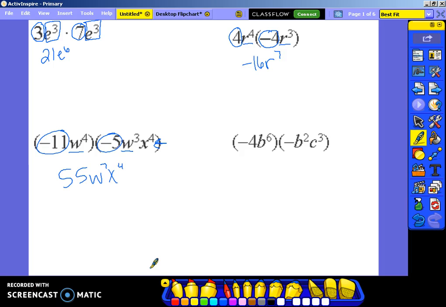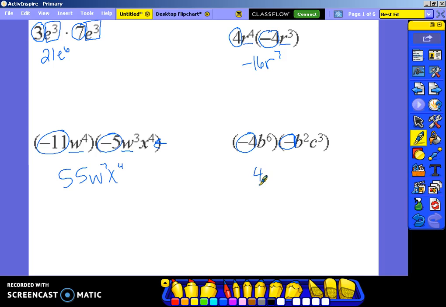All right, number 4. If a variable does not have a coefficient, its coefficient is 1. So when I have negative 4b to the 6th power times, remember parentheses means multiplication, times negative b squared c to the 3rd power, this negative b is the same thing as saying negative 1b. So I do negative 4 times negative 1, which is positive 4. A negative times a negative is a positive.